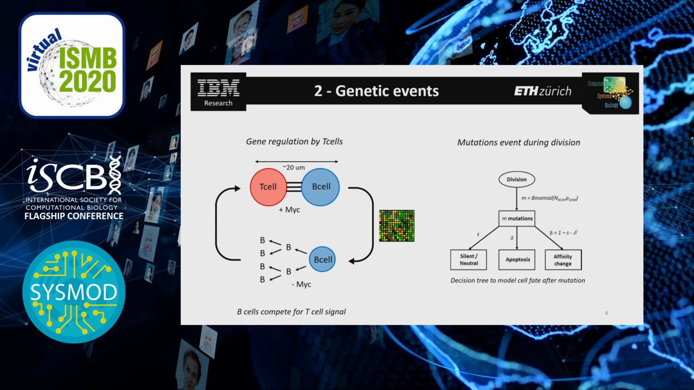And then for the genetic events, we only consider a few mechanisms. The first one is mutation. Every time a cell divides, it will undergo mutation. And the mutation has three possible outcomes. It can either do nothing, which would be a silent mutation, or it can cause apoptosis because the B cell receptor is unproductive and the cell will die of apoptosis. And finally, the mutation can change the affinity of the cell, and this is the important part. Also, the division of the B cell is regulated by MYC, which is upregulated by the T cells.